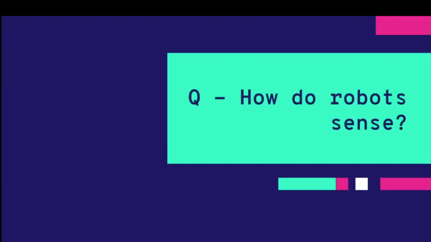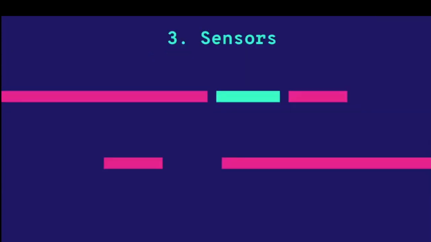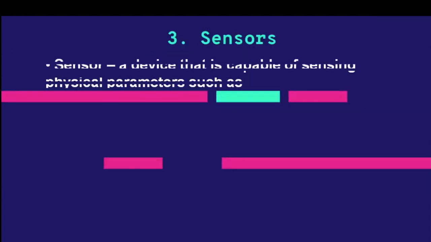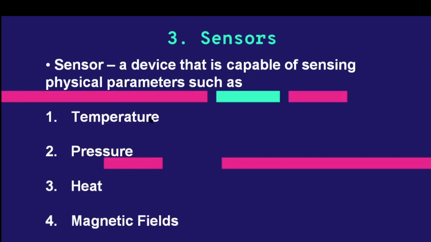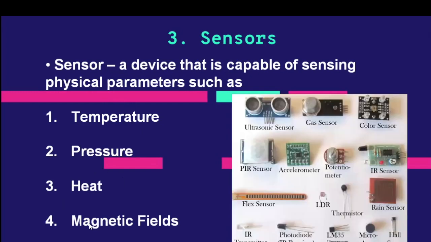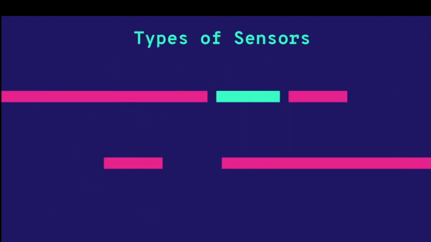In a similar way, how do robots sense? They use devices called sensors to do that. These sensors are devices that are capable of sensing physical parameters such as temperature, pressure, heat, and also magnetic fields. These are some of the commonly used types of sensors that we come across in robotics. In this course, we are going to learn about some types of sensors.